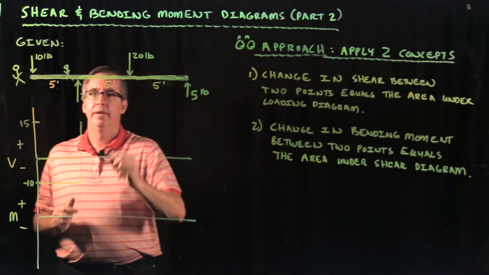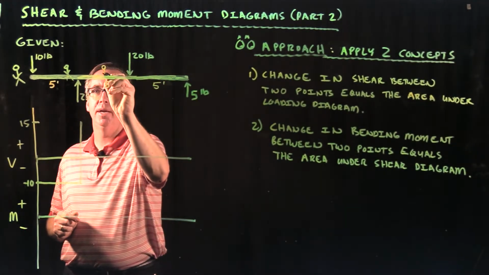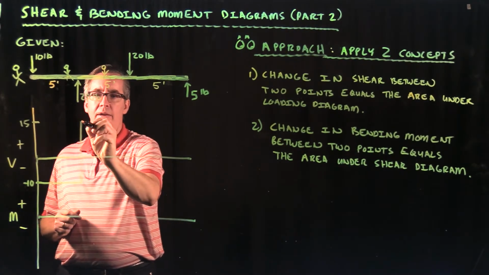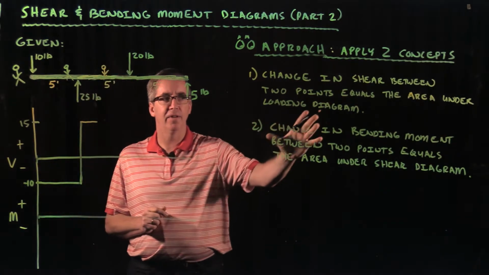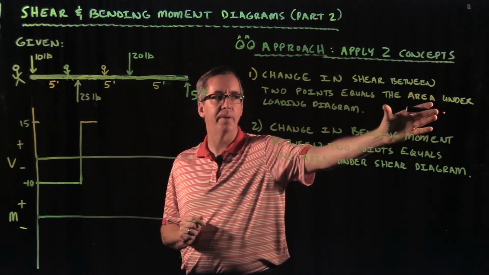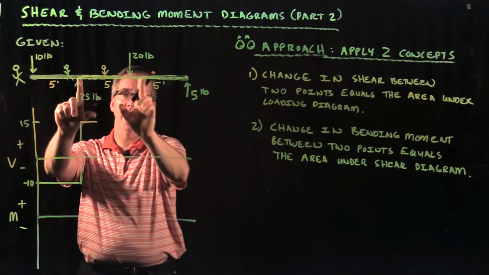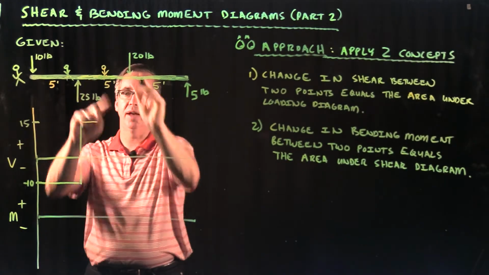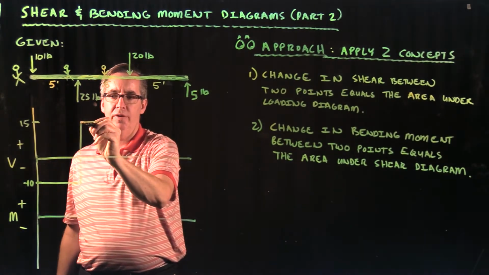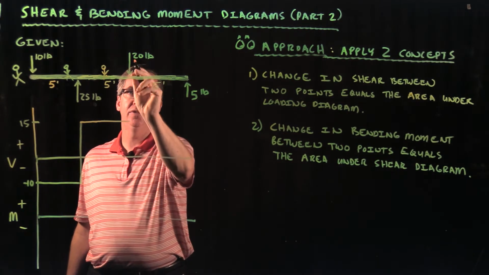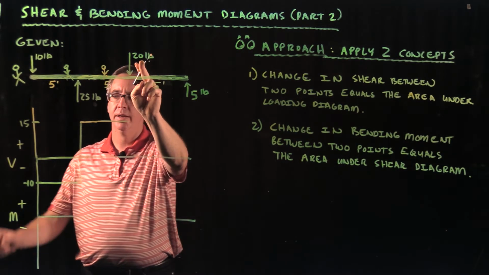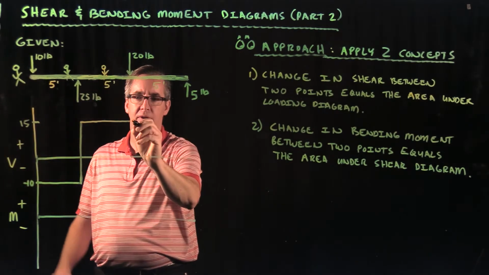Now again, as he works his way across the beam, walking towards the right, there's no change in shear because for there to be a change in shear, you have to have some type of area under the load diagram. But we have no area under the load diagram because we just have point loads. So shear is constant. Then he gets to this load of 20 pounds. Again, if he's at 15 right now, he goes down 20.